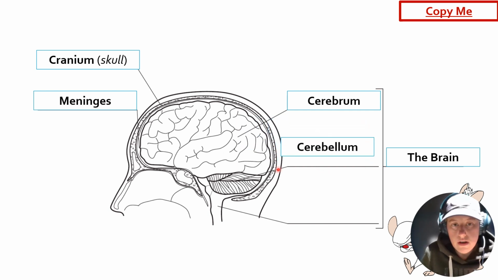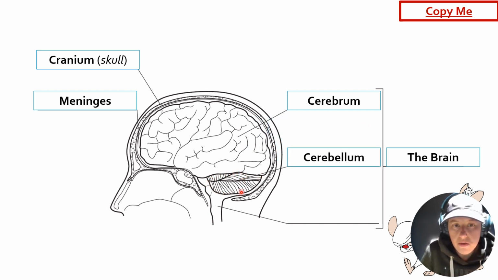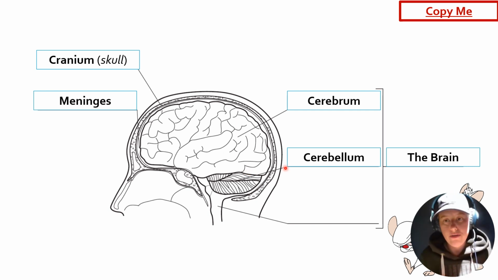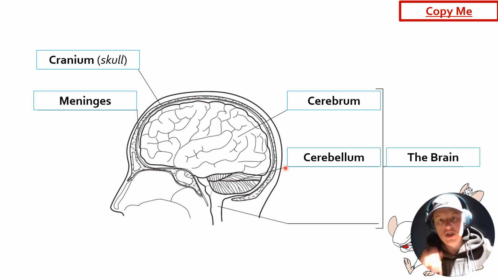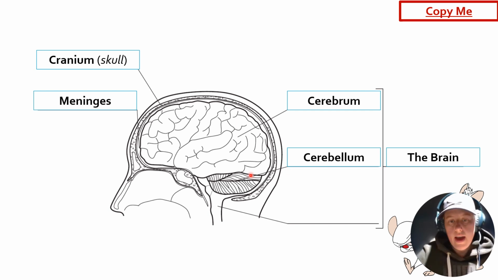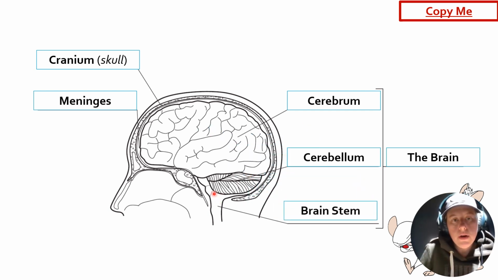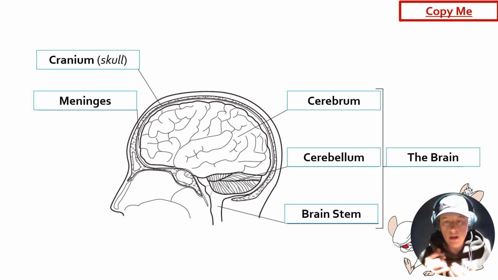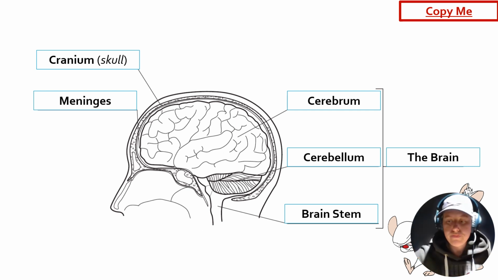Then you have the cerebellum, and the cerebellum is this small part right here. Cerebellum is actually Latin for little brain, so it's smaller than the cerebrum. And then we have our last component, which is the brain stem. So we're going to look a little bit more into detail about what each of the components do.